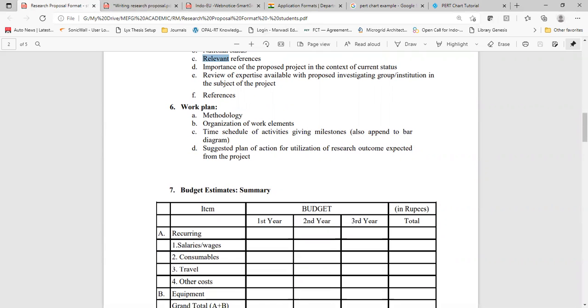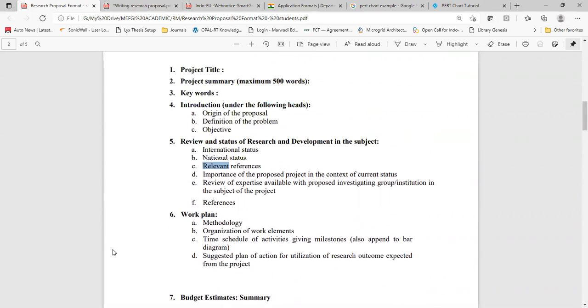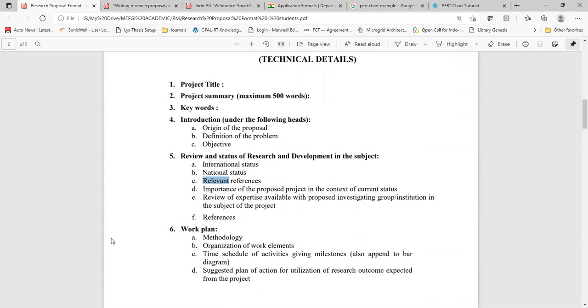Okay, now is there any part or any component about which you want to discuss? Tell me. See, if you have any confusion, any question, tell me right now.